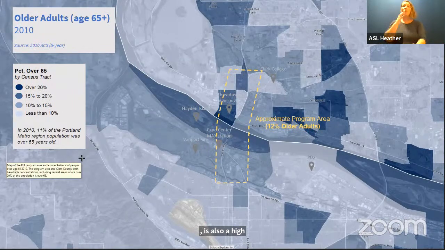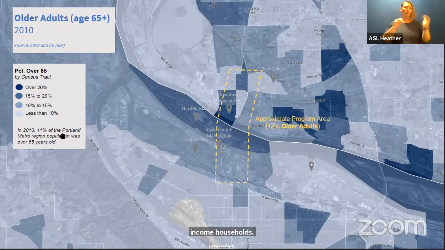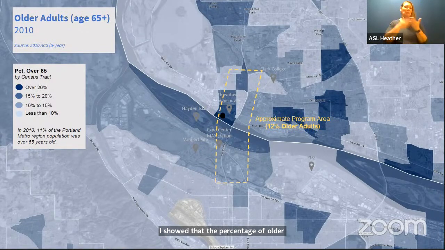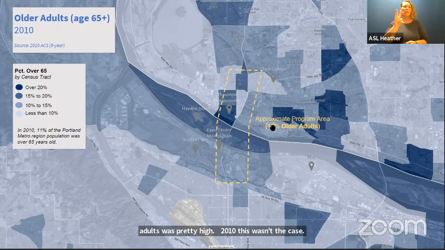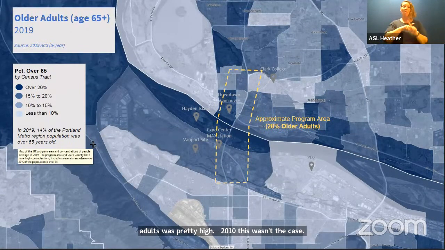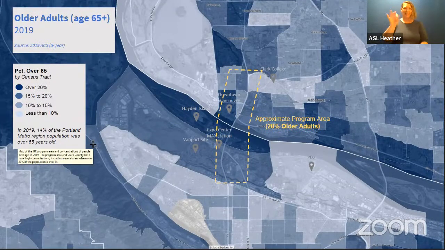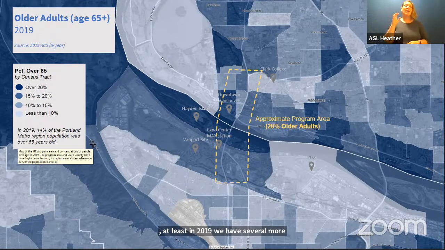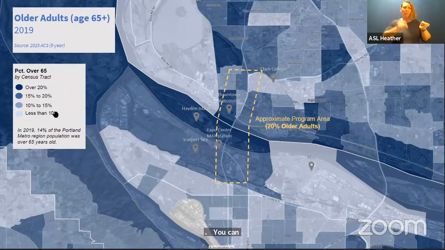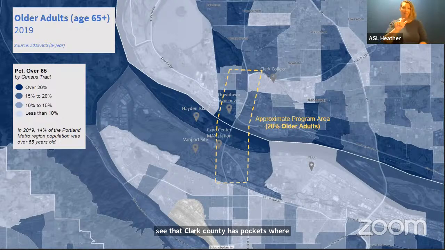Older adults, I showed that the percentage of older adults was pretty high for the program area, given our region average. In 2010, this wasn't quite the case. You had some pockets in our program area that were high concentrations of people 65 and older, and it was about 12%. But then today, or at least 2019, we have several more concentrations, including in the program area. And you can kind of see that Clark County has a lot of pockets where over 20% of folks living there are over 65. And I see Yolanda has a question or comment.